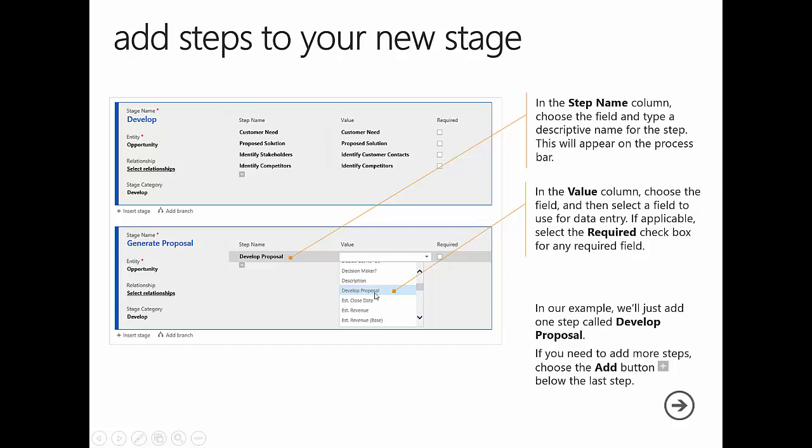If applicable, select Required checkbox for any required field. So we'll select the value Develop Proposal. If you want to add more steps, you can choose the Add button below the last step. And you can add as many steps as you like, as you can see above. Here's the Required box. This means that this entry is required to complete the step.